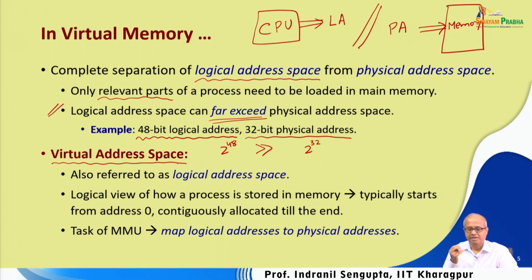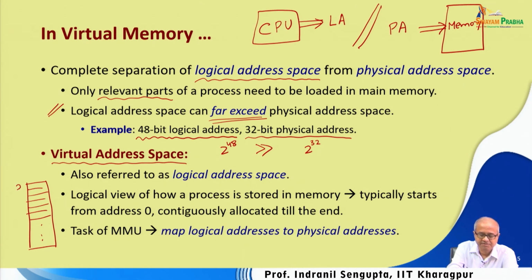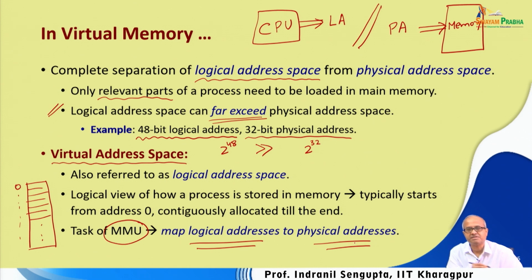And as I mentioned earlier also, the logical address space or the virtual address space for a process, if you look at it conceptually, will consist of a number of bytes or words. It starts typically from address 0 up to some maximum. When it is loaded into physical memory, there will be a logical to physical address translation. We saw how using a page table we can do that. That is the main task of the memory management unit, to map logical addresses to physical addresses.